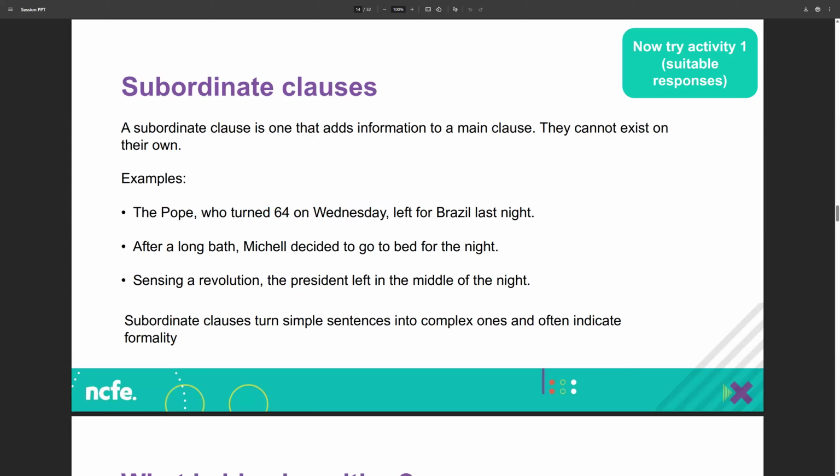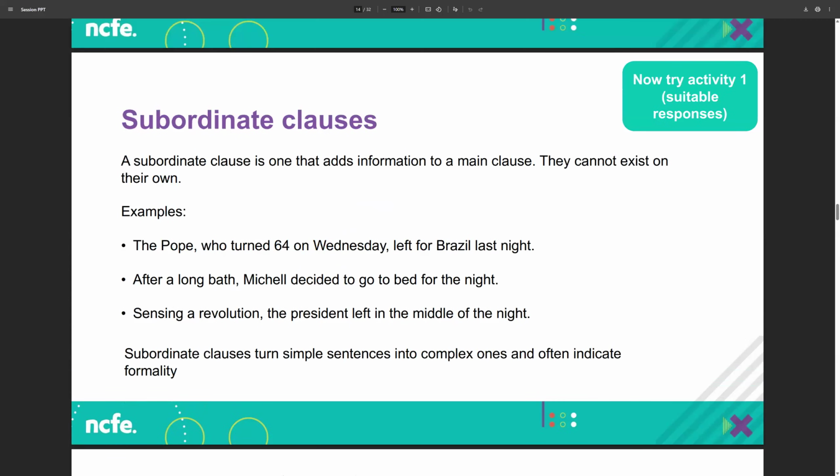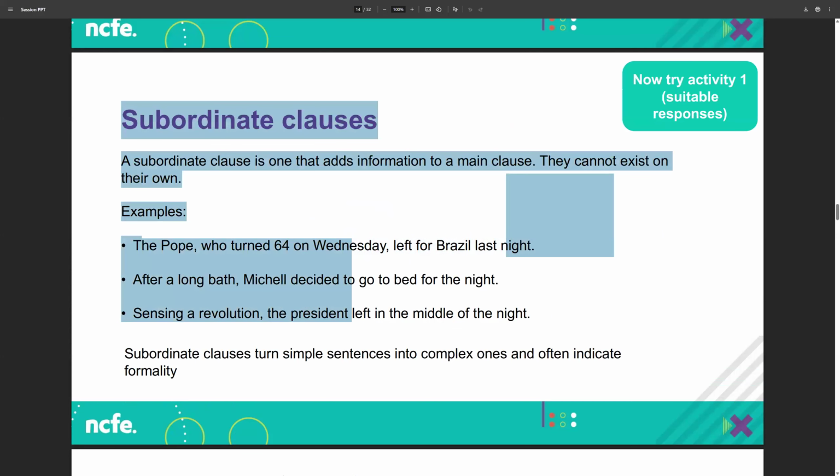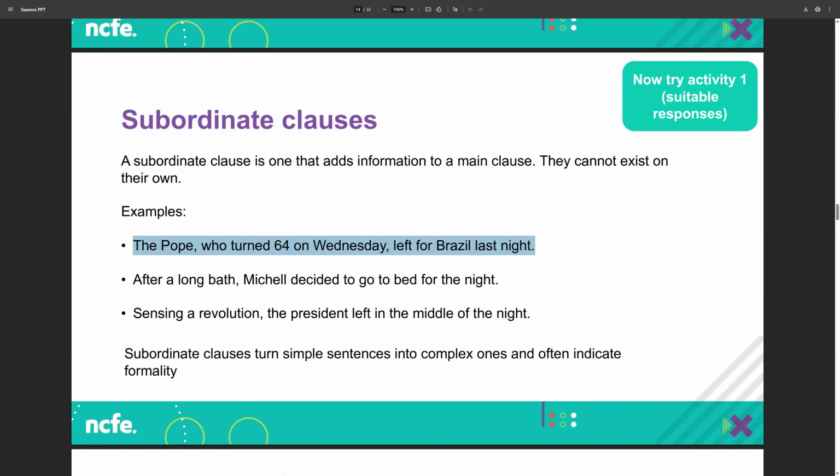But you can't say "who turned 64 on Wednesday" by itself. That doesn't work, does it? That doesn't work because "who" is who? We don't know this if we just remove the rest of the sentence. So subordinate clauses are dependent on the rest of the sentence to function. "After a long bath, Michelle decided to go to bed for the night."